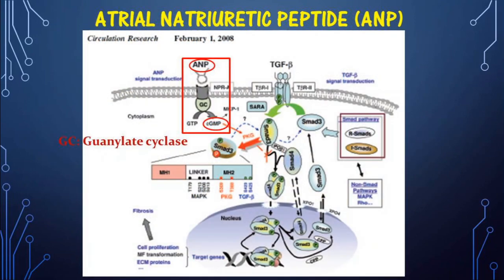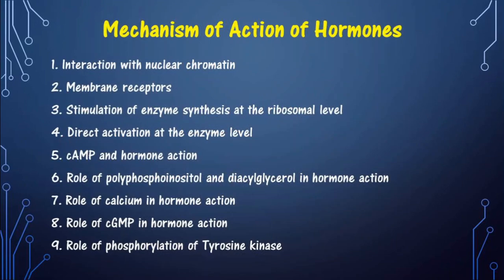So the atrial natriuretic peptide, you can see it in the box over here. It acts on guanylate cyclase, which converts GTP to cyclic GMP. So the cyclic GMP activates PKG, protein kinase G, which converts SMAD3 to the phosphorylated form. So this is the basics of the reaction, and further details will be dealt with later.